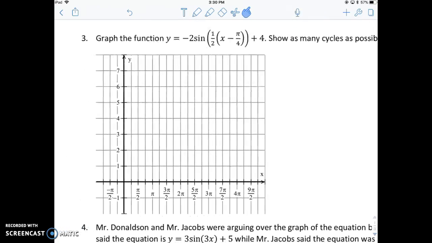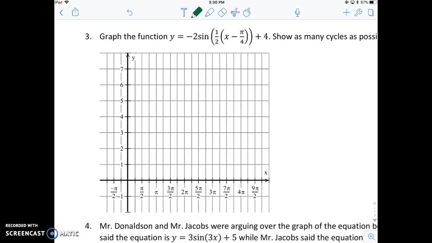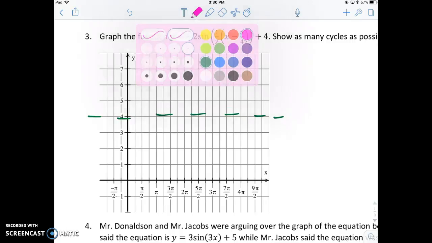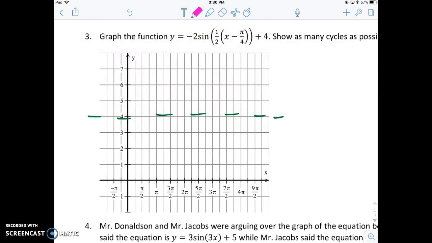How we're going to do this is we're going to start with our midline, which we said was 4. That's the same as the vertical shift. So I'm going to dash in a line at 4. From there I can take the amplitude, which we said was 2, so I can go both up 2 and down 2 from the middle line. So up to 6 and down to 2. Those will be my maximum and minimum values for this graph.